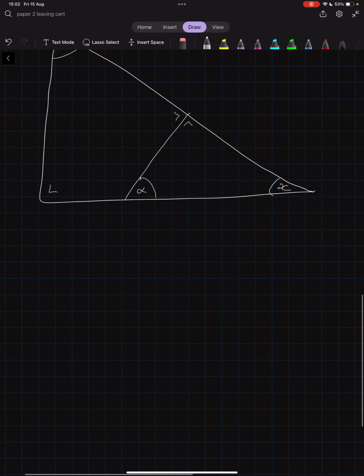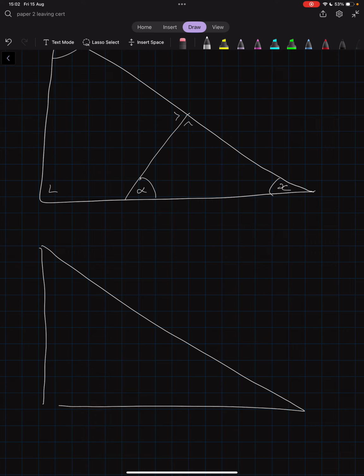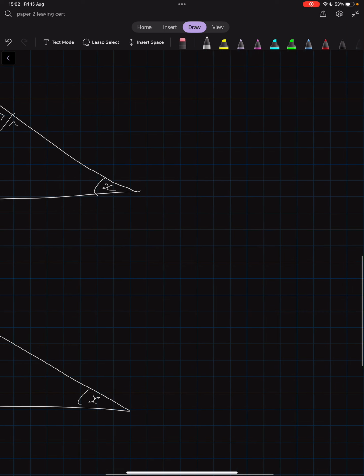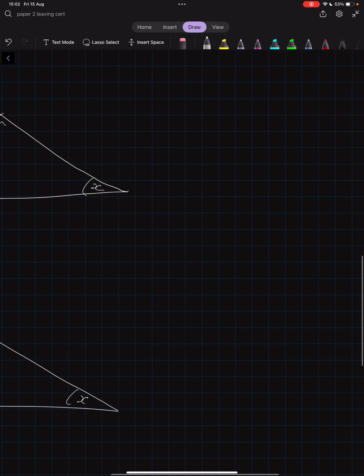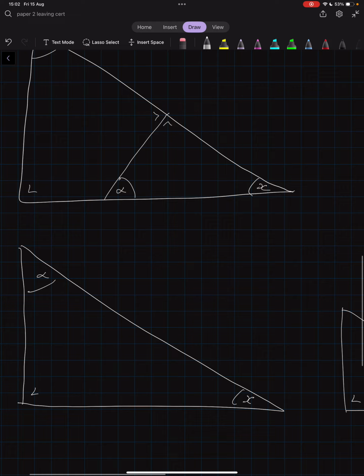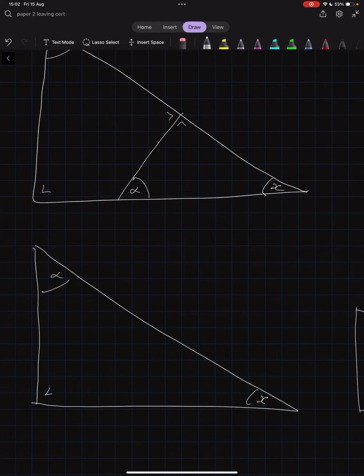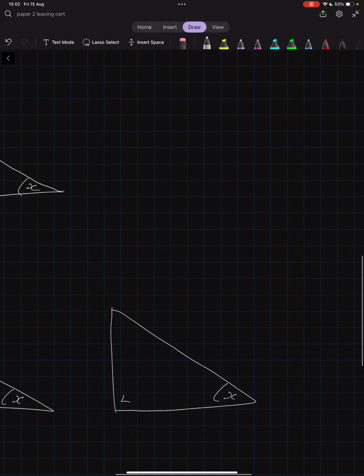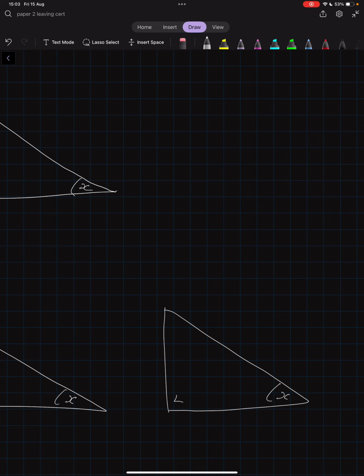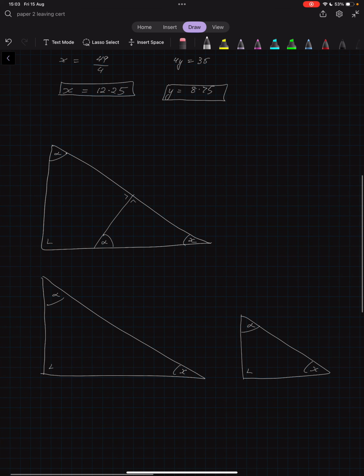Because if I look at the big triangle first, what do I have? I have X, I have a right angle, I have an alpha. If I look at the small triangle, what do I have? I have an X in the corner and a right angle. So if alpha plus X plus 90 is 180, and here I have X and 90, then the only other angle that can be left is alpha.